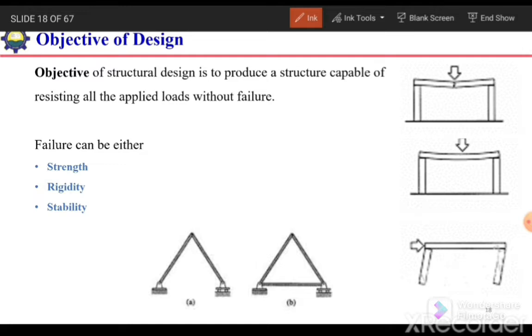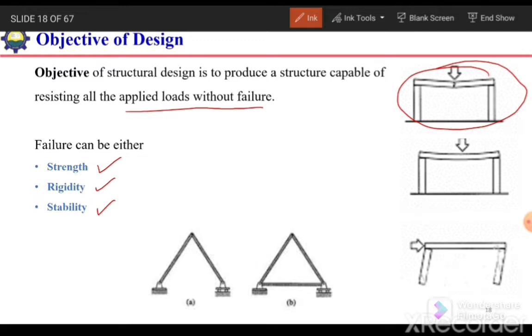Next is objective of design. The objective of design is to produce a structure which is capable of resisting all the applied loads without failure. So it should resist all the applied load without failure. And the failure can be of three types. Either it is a strength failure, rigidity failure, or stability failure. So here we have a strength failure. Under the application of load, the material is failed. So it is termed as strength failure. So our structure should be capable to resist all the applied load without strength failure.